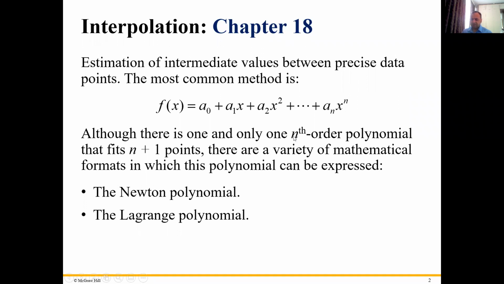The simplest case is n equal to 1. A first order polynomial is nothing but a line. For the first order polynomial, we need only 2 points. We already know that if we have 2 points, then we can combine them together with a line. So if we have point 1 and point 2, we can combine them with the line. If we have another point, then we can combine them with another line as well.